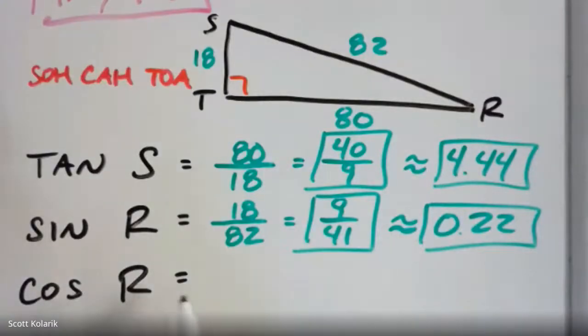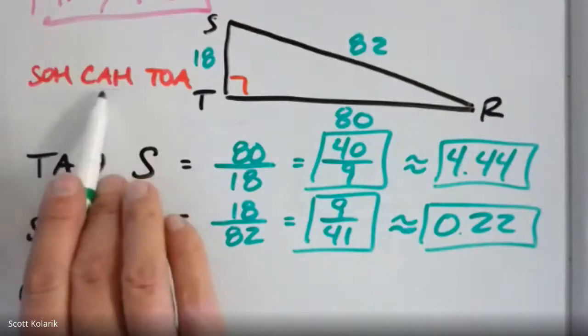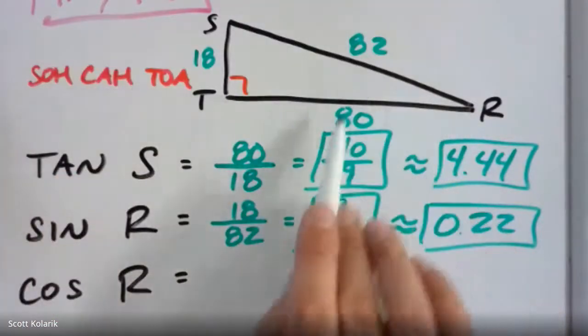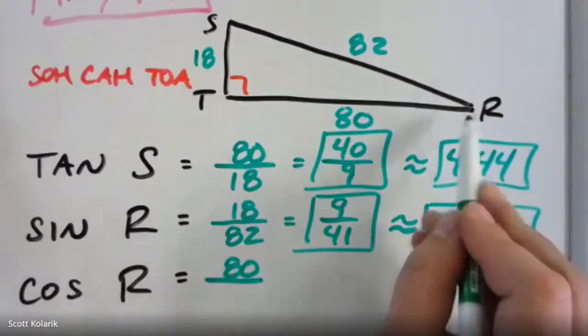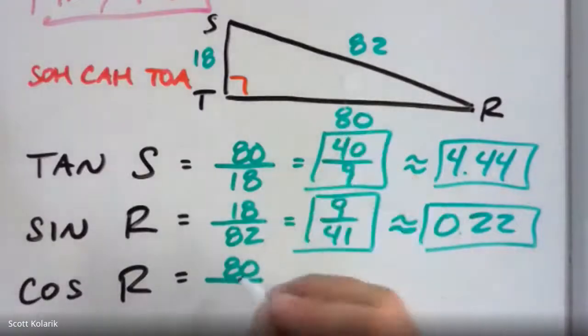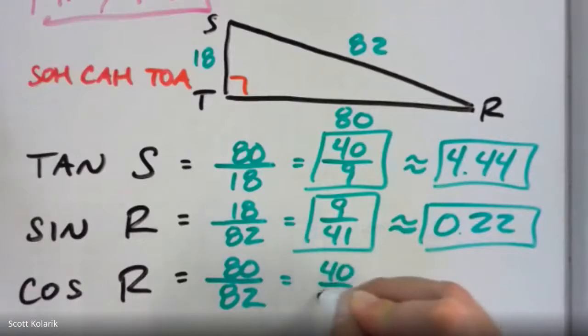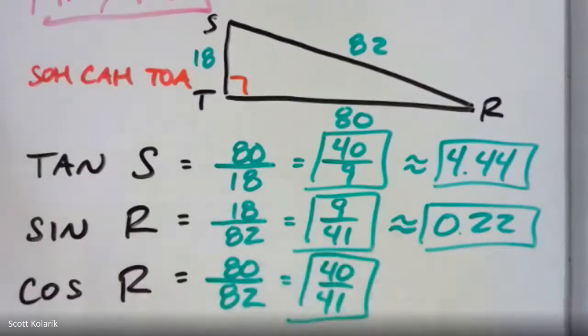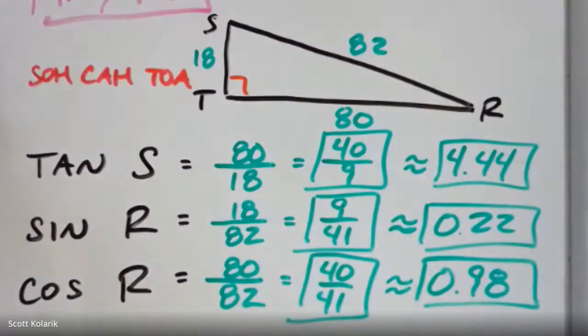All right, cosine of angle R. Same angle, but now for cosine, I'm doing the adjacent over hypotenuse, the CAH part here. So it's adjacent to angle R, this 80 length side. And what's the hypotenuse? The same hypotenuse as before, that 82. Reduce your fraction. This will reduce to 40 over 41. Rounded to the nearest hundredth, that would come out as 0.98. Again, I could have done that in the calculator for you, but I'll trust that you can do those button mashing things. There's problems 4 through 6.